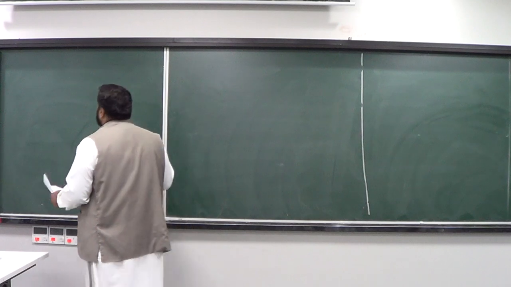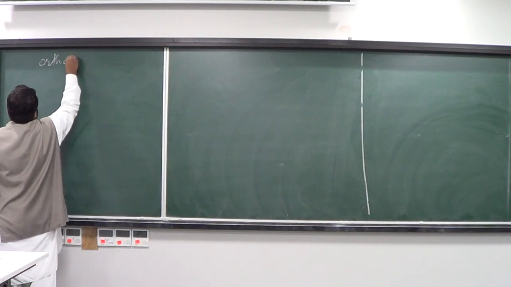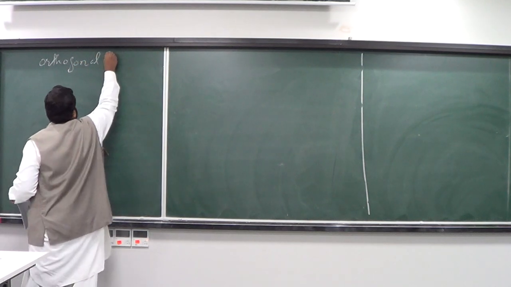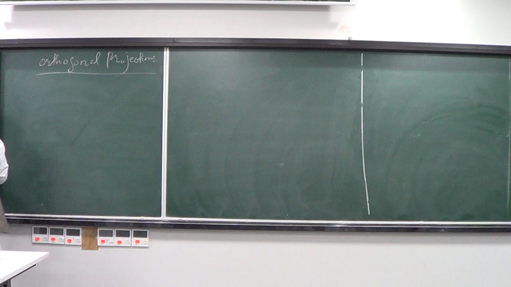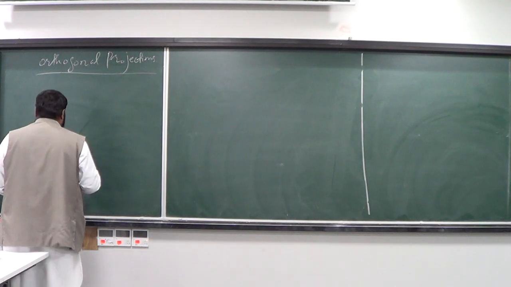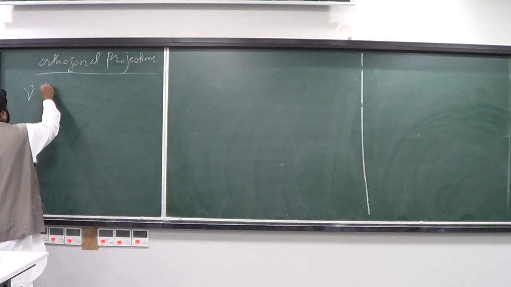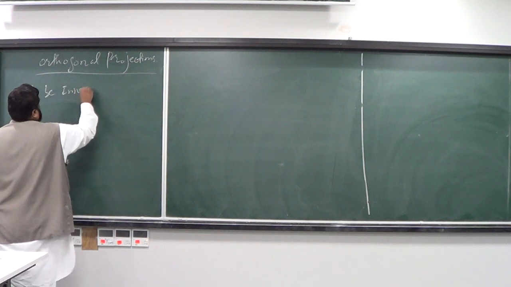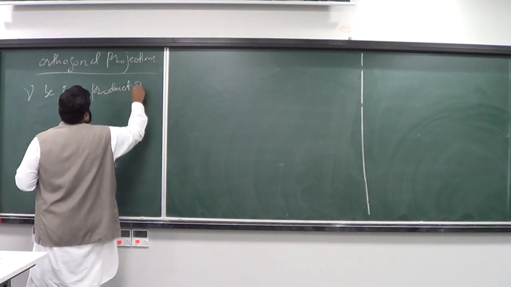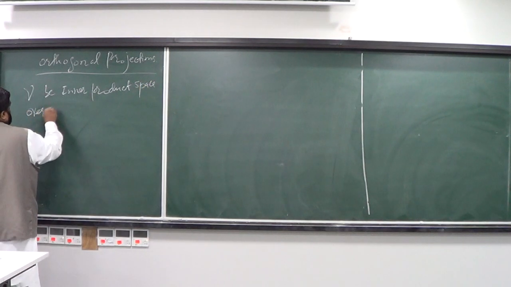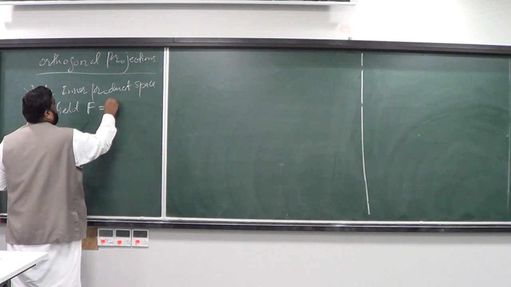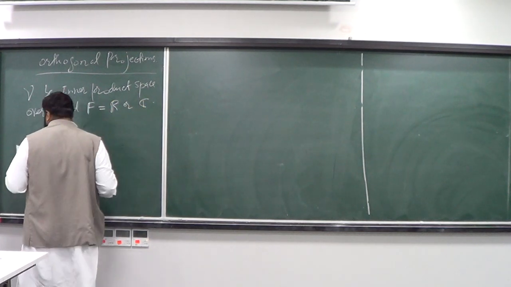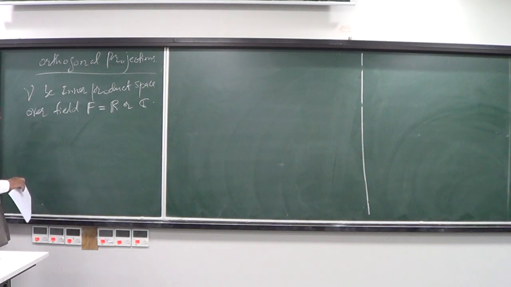Let's start with orthogonal projections. Let's recall some of the facts and then really see the result. So let V be an inner product space over a field F. This is what is fixed for our discussion. The F could be the set of real numbers, or it could be the set of complex numbers. Now this V could be finite dimensional, or in fact infinite dimensional.